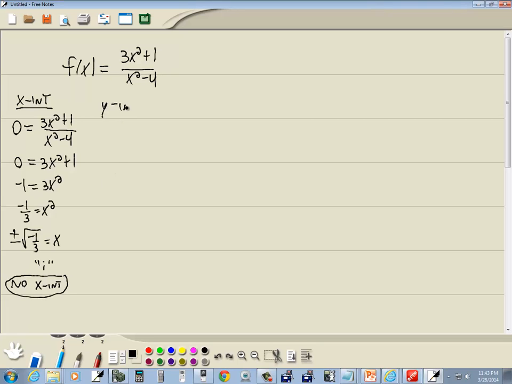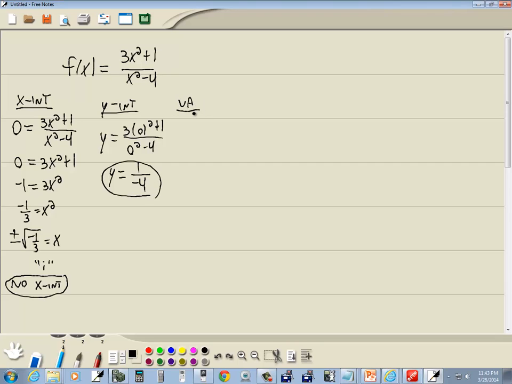Okay, our y-intercept. We want to plug 0 into the other variable, so plug 0 in for x. So I'm going to have y equals (3 times 0 squared plus 1) over (0 squared minus 4). 0 squared is 0, times 3 is 0, so it drops away. And we've got 1 over... the 0 squared drops away, so we've got y equals negative 1/4.